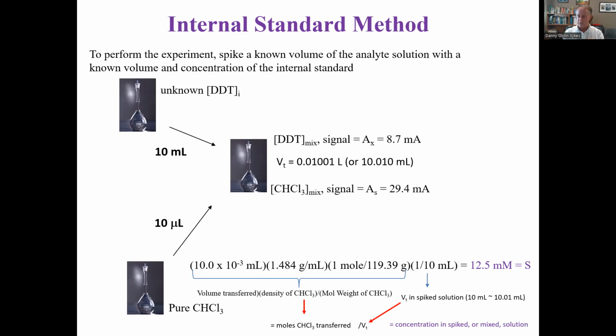Before we go to the next one, I'm just going to summarize all this information. The concentration of chloroform in my spiked 10.01 mL solution is 12.5 millimolar. I determined that by the volume I spiked, 10 times 10 to the minus 3 mL, or 10 microliters, times the density of chloroform, divided by the molecular weight of chloroform, divided by the dilution factor. That dilution factor is really 10.01, but 10.01 and 10 are so close, I just kept it at 10. So the concentration of my internal standard in that spike solution is 12.5 millimolar.